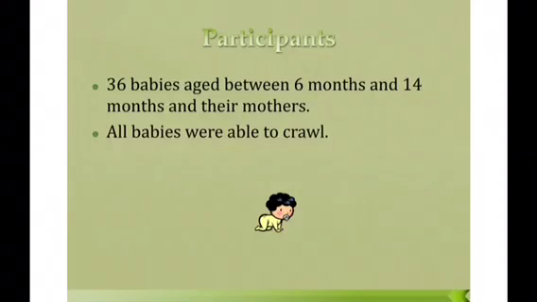So, who were the participants and what were the procedures? 36 babies were used aged between 6 months and 14 months old. Their mothers also had to take part in the experiment. All the babies were able to crawl.